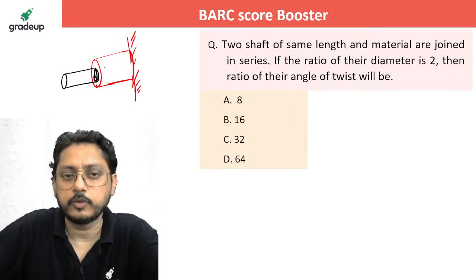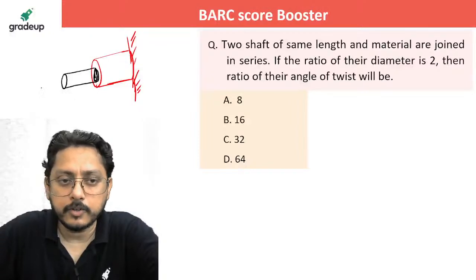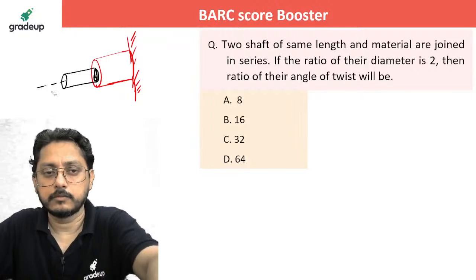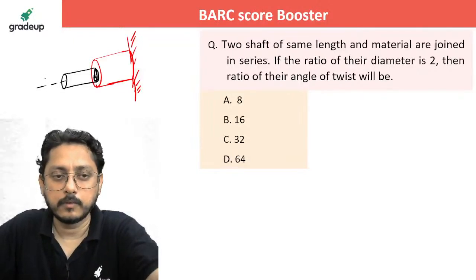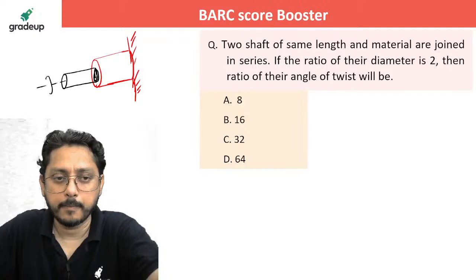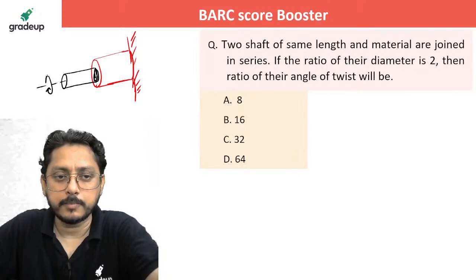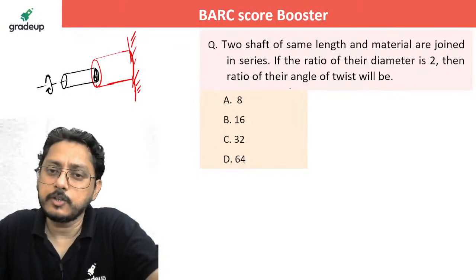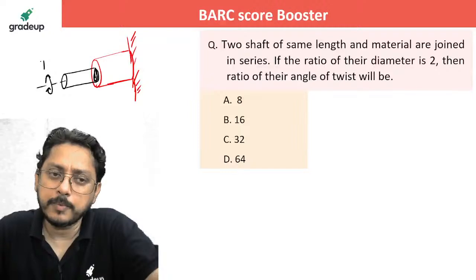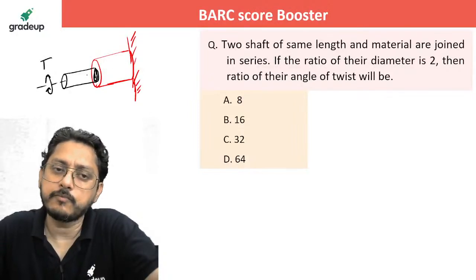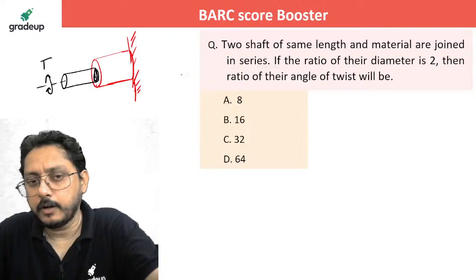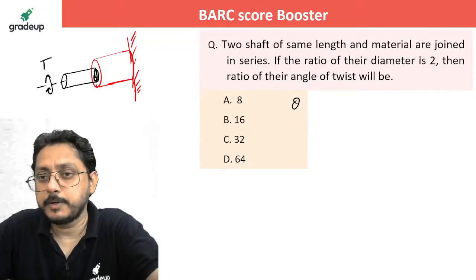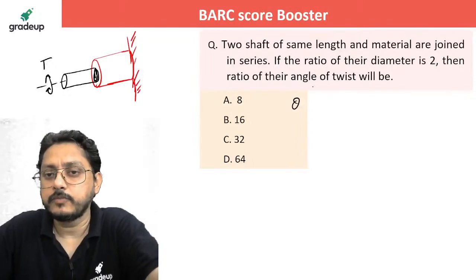Now, two shafts are joined together here. If a torque is applied, what will happen? If the ratio of their diameters is given, what is the ratio of their angles of twist? If the torque is applied, it will be the same throughout for both of them. If the ratio of their diameters is 2, then what is the ratio of their angles of twist?